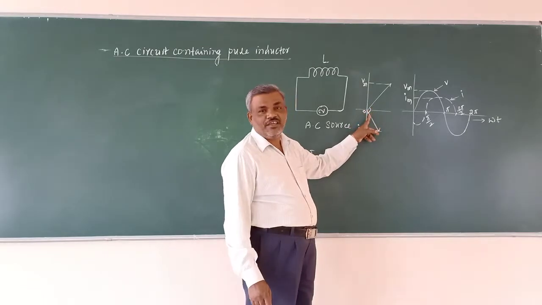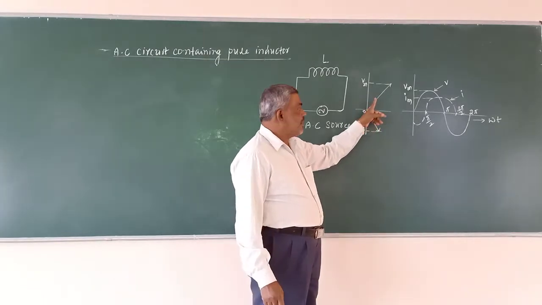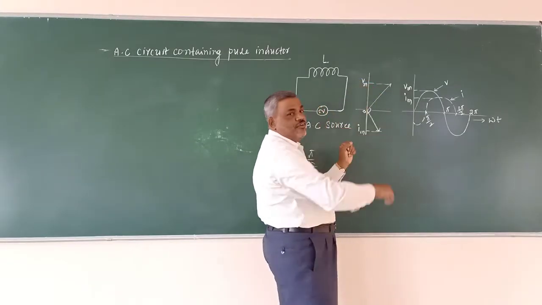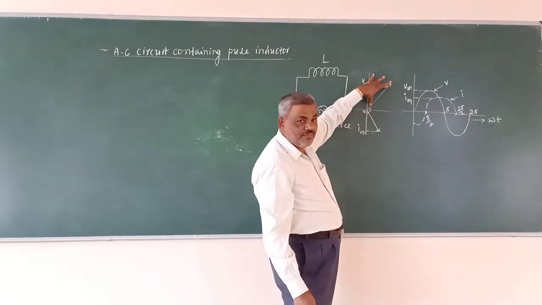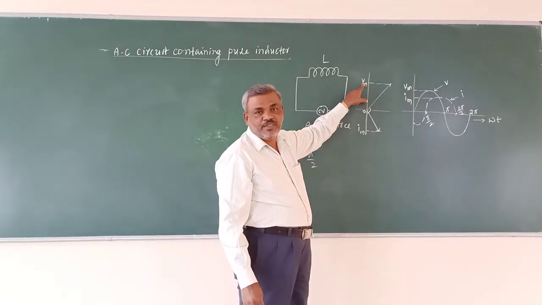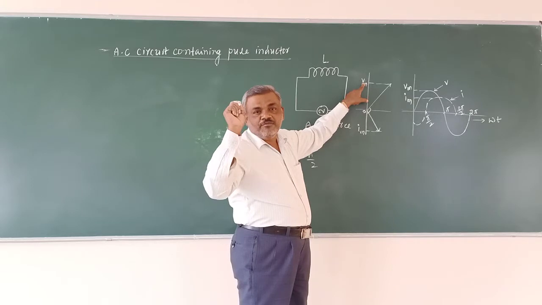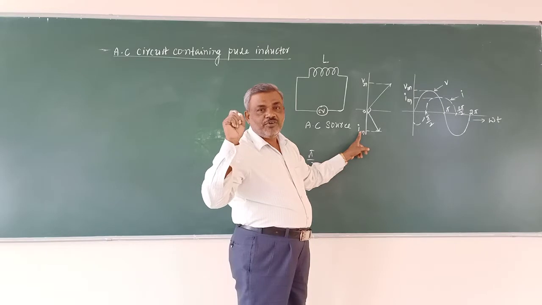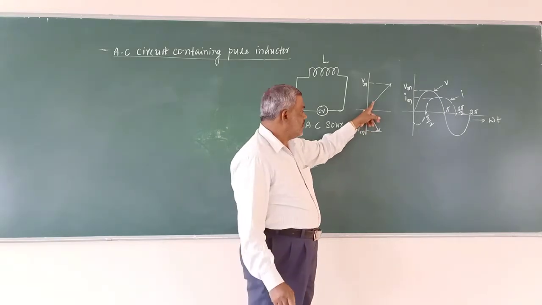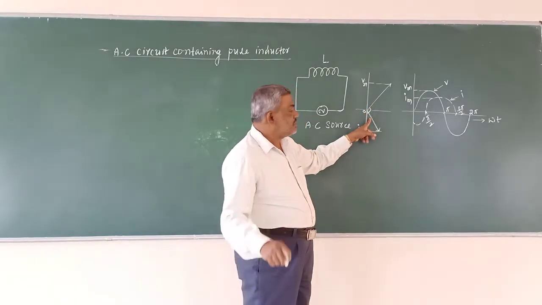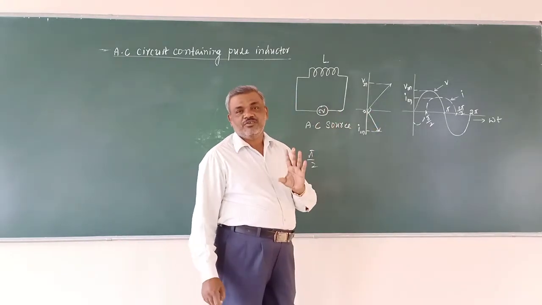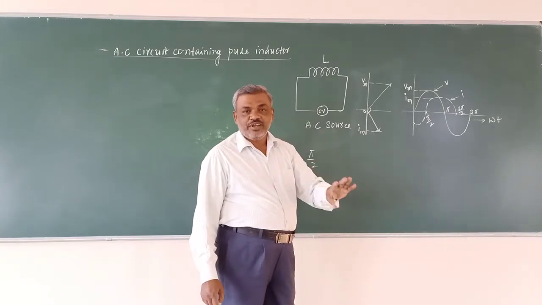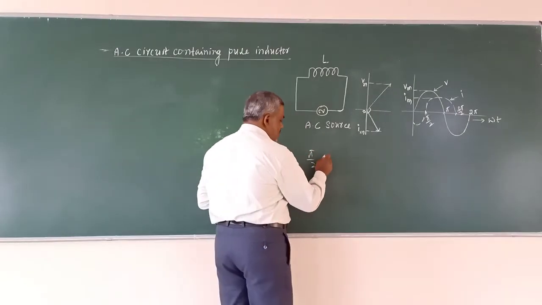Here also 90 degree. The magnitude of the phasor represents the peak value. The magnitude of the phasor which represents peak value Vm. Vm is the peak or amplitude of alternating voltage. Im is the peak or amplitude of alternating current. So in the two lines, voltage and current, how much is the angle difference? 90 degree or pi by 2. Therefore, the phase difference between voltage and current in a pure inductor is pi by 2 or 90 degree.